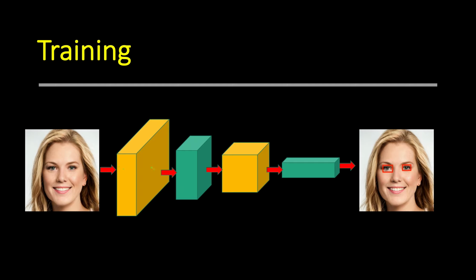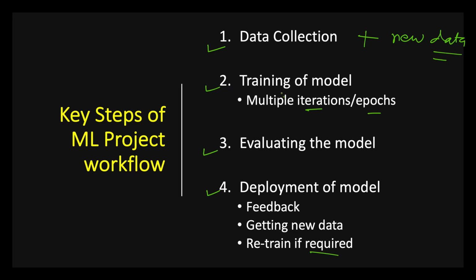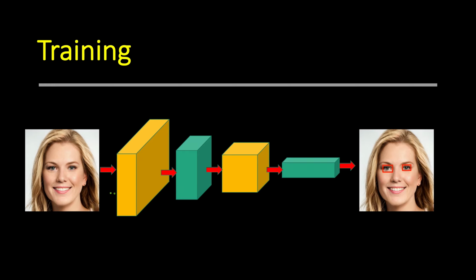And once you have a big data set, you will label it. I have not written labeling here, so labeling is included in this stage only. Pre-processing, everything will come under this. So once you have labeled your data and pre-processed it, then you can feed it to the network. This will be typical labeled data for detecting human eyes. You see these red rectangles around the eyes.